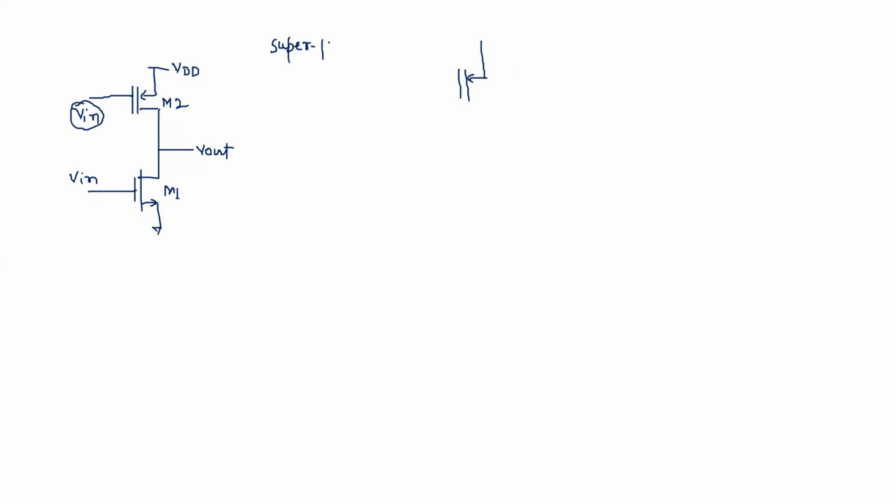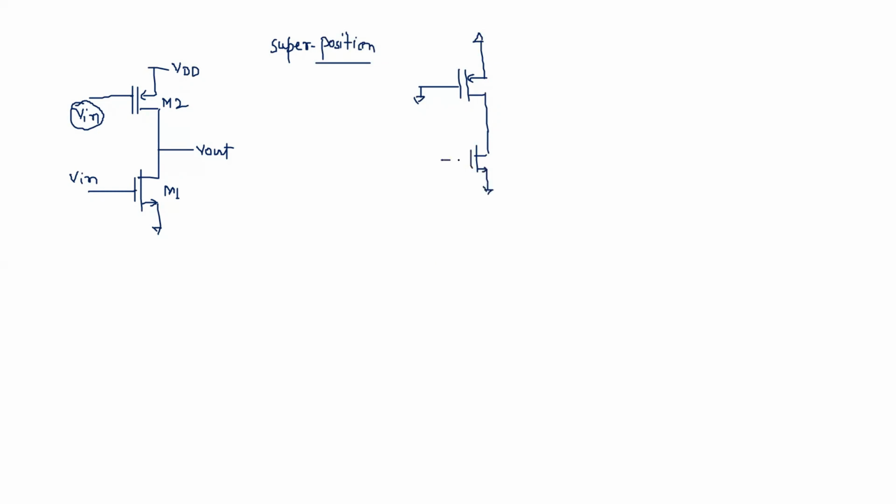So I am considering the superposition principle here. If M1 is the only amplifying device, then the input of the second transistor is considered zero for the sake of simplicity, because I'm using superposition. Don't get confused: the gate of M2 is not actually connected to a DC bias. The input is actually connected to the gate of M2 also, but I'm considering it zero because I'm applying superposition. This is the intuitive way of analysis.